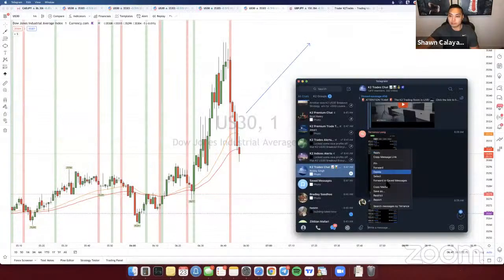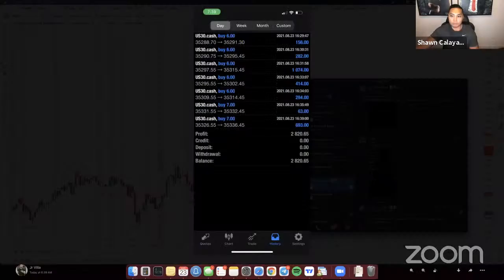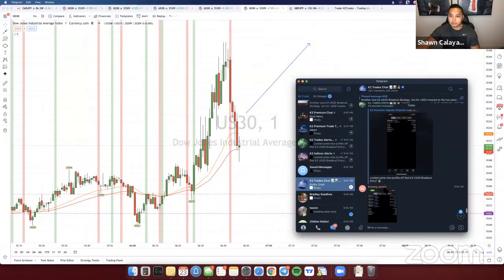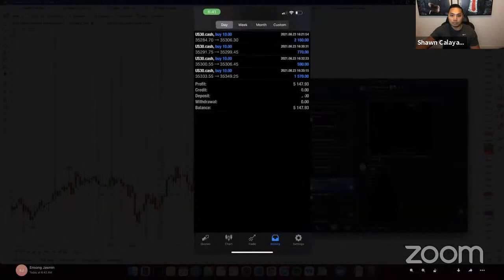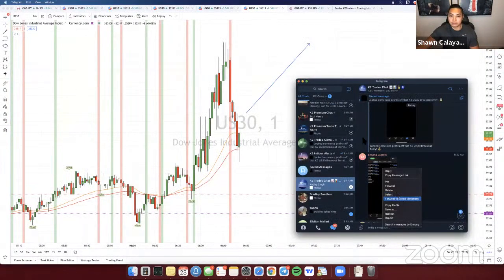Terrence locked in a total of 1,976. Great work, Terrence. JR over here, or Junior, locked in 2,820. Nice work, Junior. What else did I miss over here? Ensong locked in 5,147. Crazy work, Ensong. I think this is your funded account now, right? That's crazy, bro. If that's your funded account, nice work.